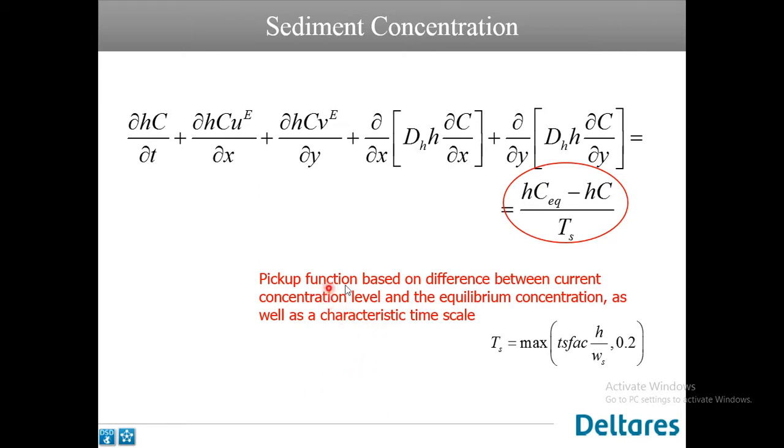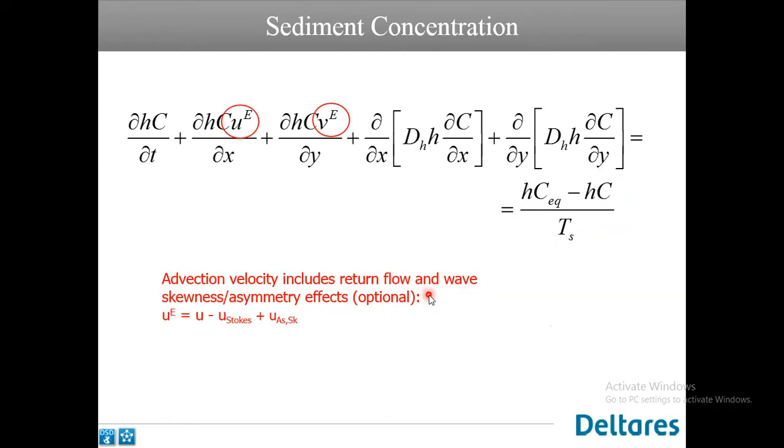So the pickup function is based on the difference between the current concentration level and the equilibrium concentration, as well as the characteristic time scale. We emphasize this once again, because after this we are going to look at how the sediment fall velocity influences the current concentration level and the equilibrium concentration. Advection velocity includes return flow and the wave skewness and asymmetry effect. This one I already mentioned. This is optional if you want to use it. Return flow and Stokes drift, because we learned about those too, but this is already included in XBeach, so you don't have to worry about that.